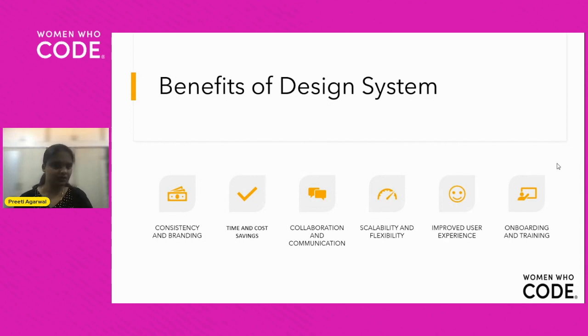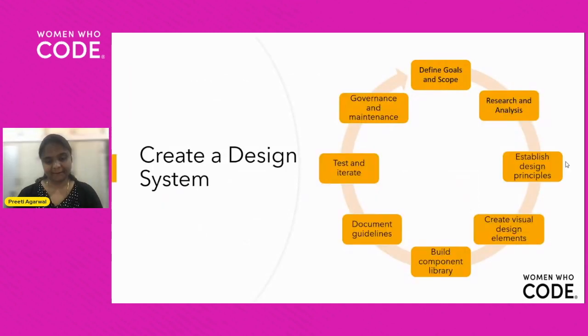Now that I've given you all the benefits, I'm sure everyone wants to know how to create a design system. What are the steps that you put in to create a design system? If you see, I have put it in a circle, because as I said, a design system is an iterative activity. It's not a one-time implementation where you can go ahead and not do it later. It has to be an iterative, consistent, and ongoing process.